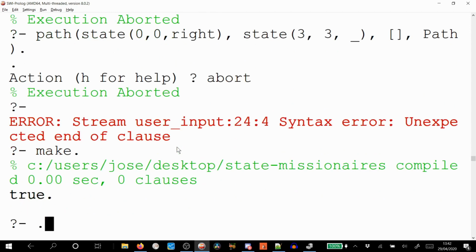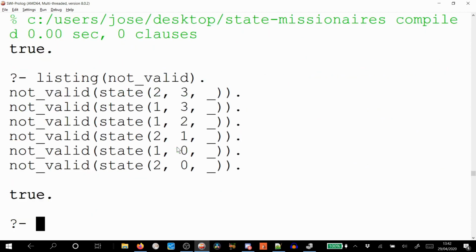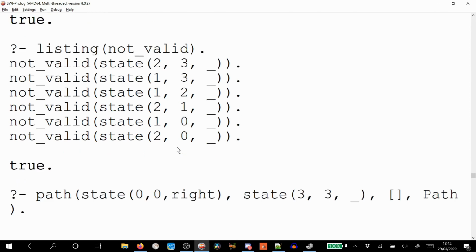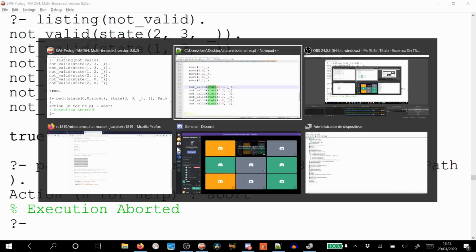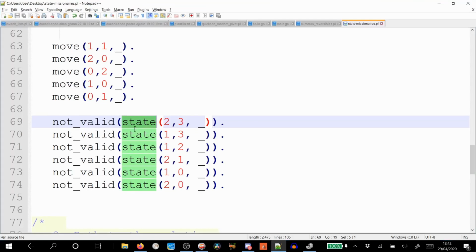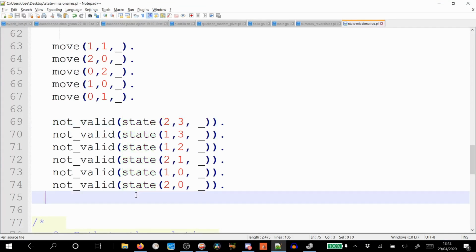Nice. Listing not valid. Okay, nice, perfect. Okay, some more errors, but we have to check that. It is okay, not valid, it's okay, the state.